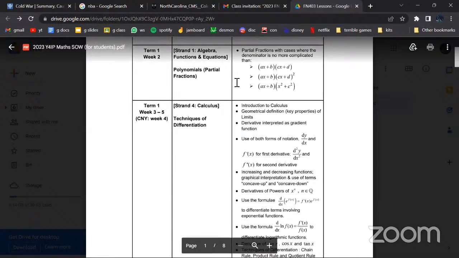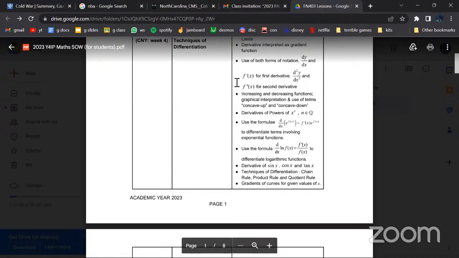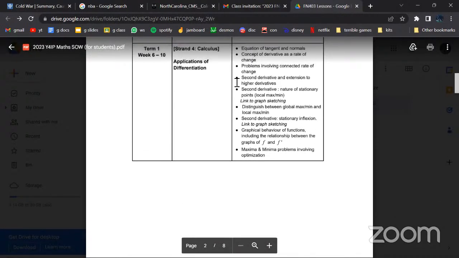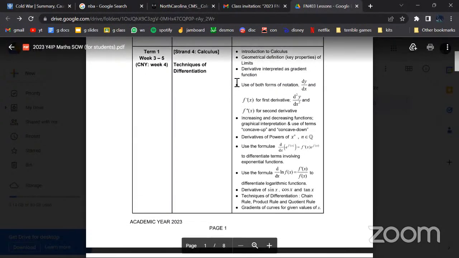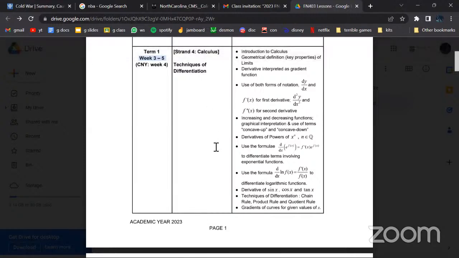Okay, scroll down a bit. You see the techniques of differentiation? Go up a bit. There, you see the chain rule, product rule, and quotient rule. So according to this plan, he wants to cover the three rules in the first three weeks, right? Week 3, week 4, week 5. That's what his plan is. And week 4 is pretty much Chinese New Year.